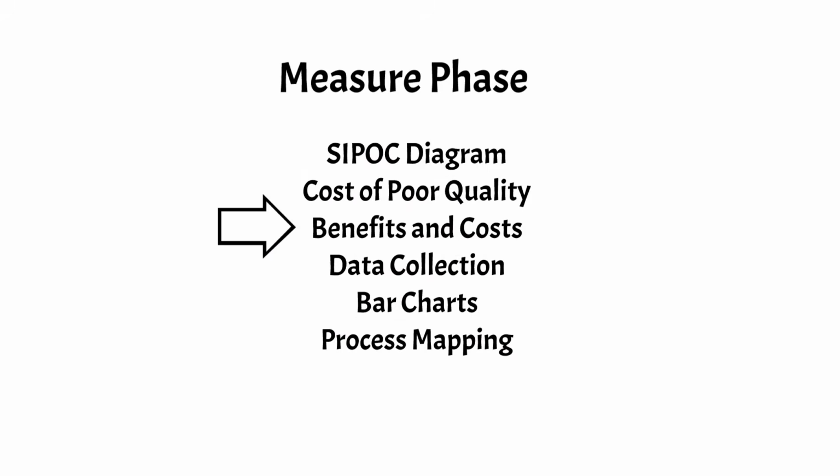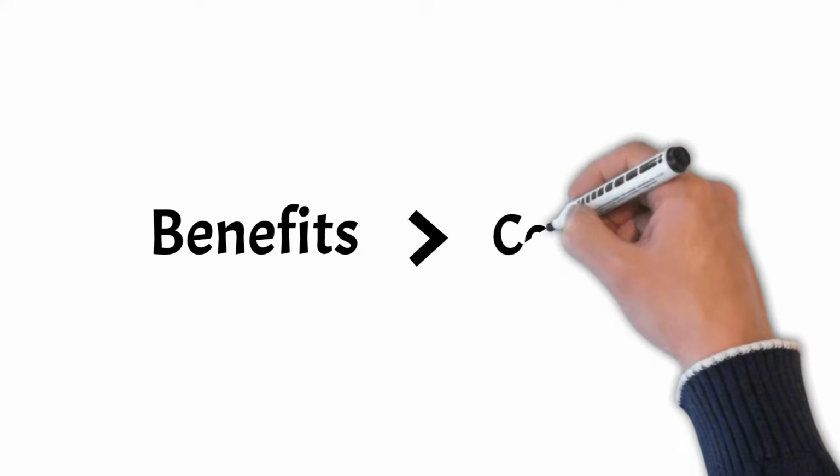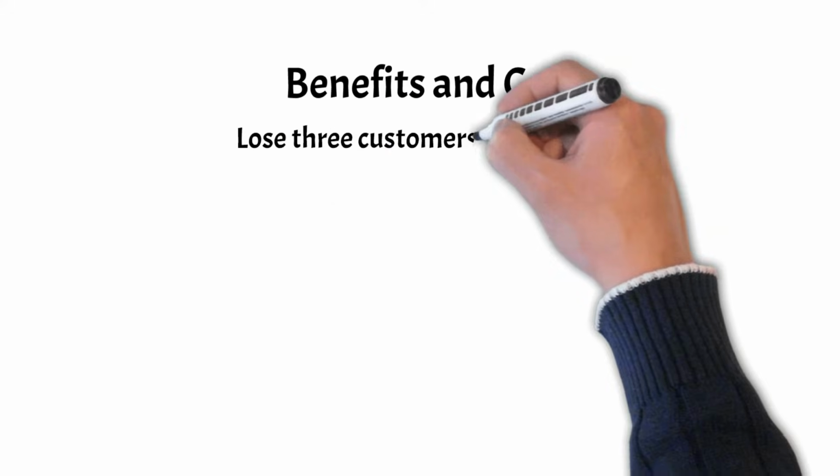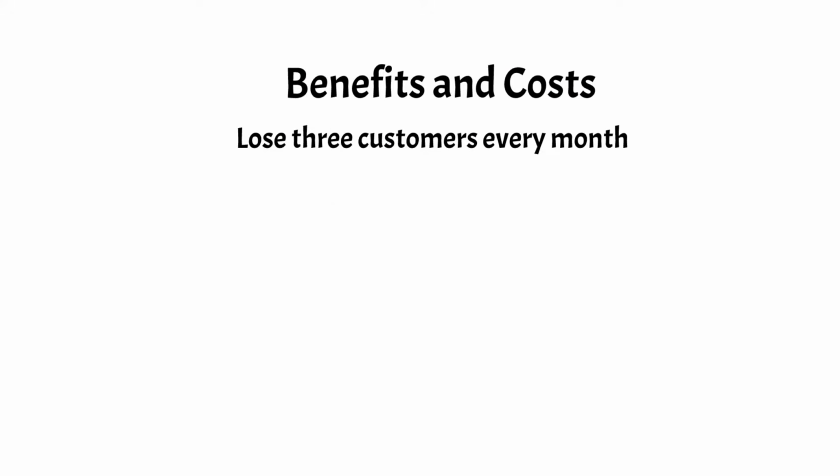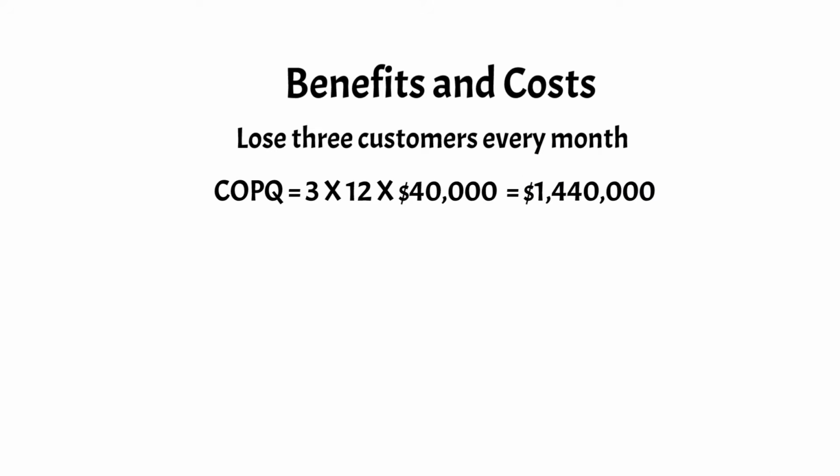Benefits and costs. Projects need to justify themselves by delivering benefits in excess of their cost. Here is how we could estimate the benefits of this project. The marketing department estimates that Evercool loses an average of 3 customers every month due to poor service. These accounts average $40,000 per year. So COPQ is 3 times 12 times 40,000, or $1,440,000 in lost revenue per year.